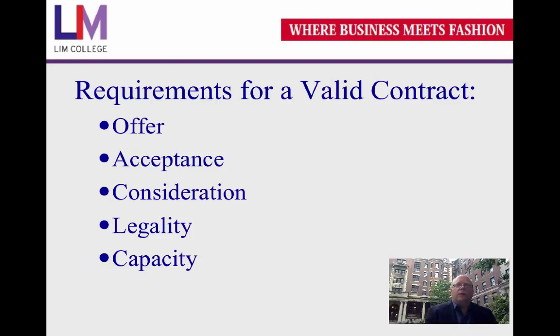The contract, in order to be a valid contract, has to have five various elements. All right, all five of these need to be present in order to have a valid contract. Those five elements are offer, acceptance, consideration, legality, and capacity. If you're missing any one of these elements, you do not have a valid contract.